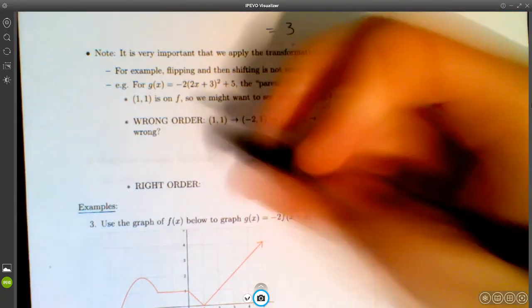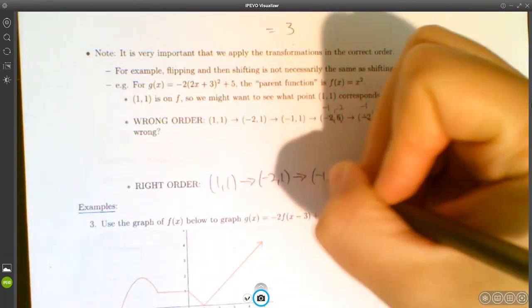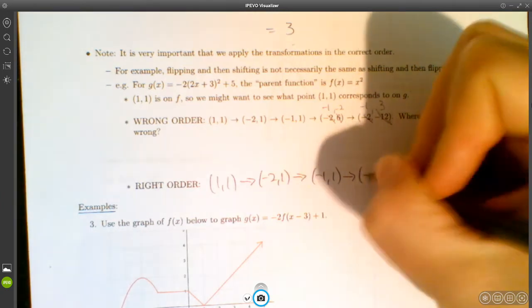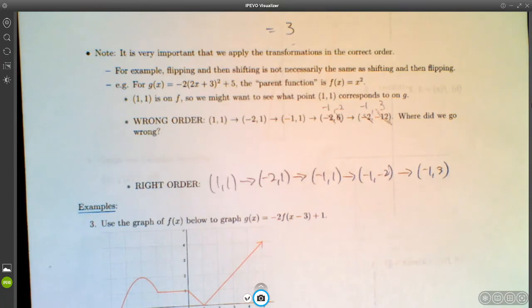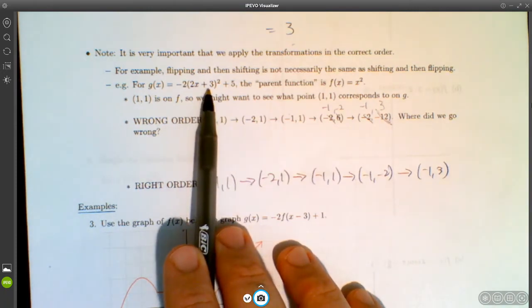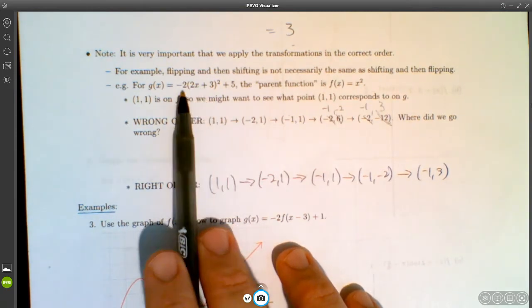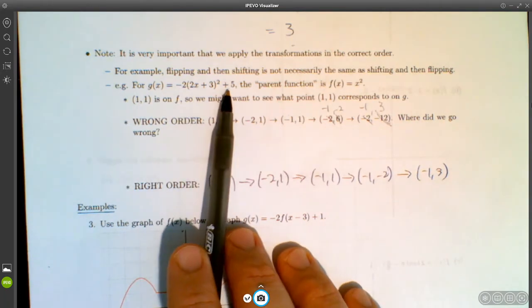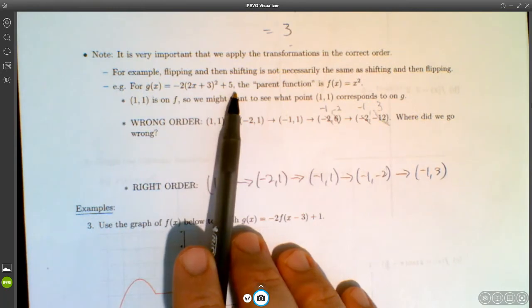So the right order would be: (1, 1) goes to (-2, 1), goes to (-1, 1), goes to (-1, -2), goes to (-1, 3). That's the correct order. So just be aware of that. Make sure you're getting things in the correct order. When you're applying transformations on the inside, you do the opposite of what you see, in the opposite order of operations, and you apply that to the x-coordinate. When you're applying transformations on the outside, you apply those to the y-coordinate. You do the exact thing that you see, in the exact order of operations. Okay.